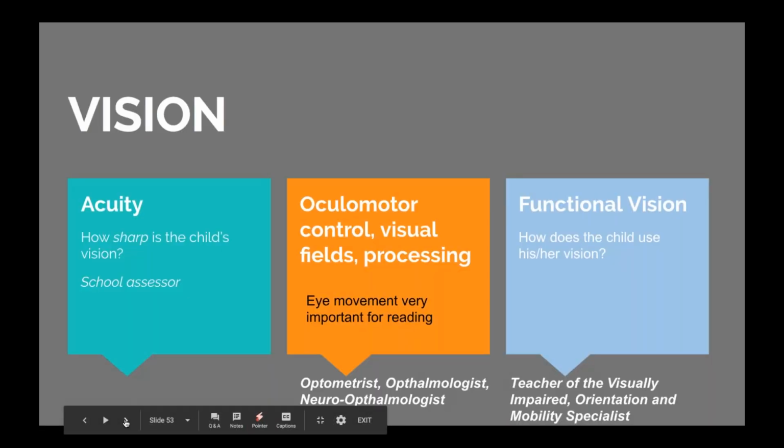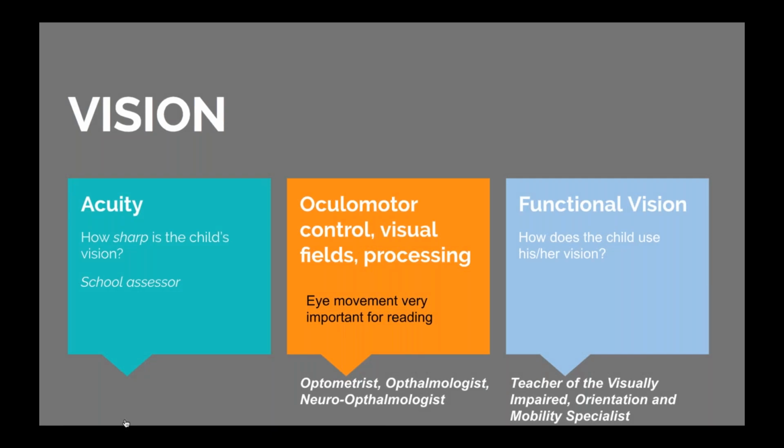Let's talk about vision. Let's go top down. This is how I remember things. So vision assessments, very basic. They would include acuity. How sharp is the child's vision? This is generally fine to be done by the school assessor, not a big deal. You can also bring in your own assessment by your child's optometrist.